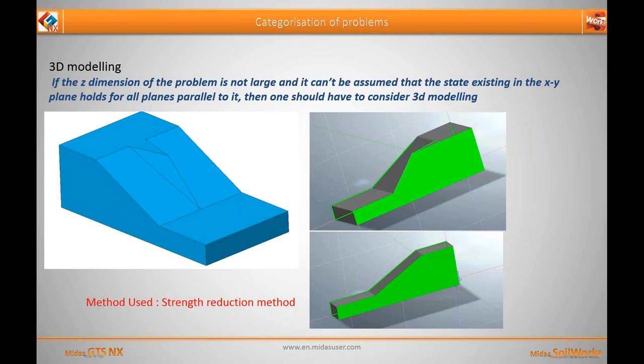Now the second type of problem is the 3D problem. This is the case when the z direction dimension of the problem is not very large, and you can't assume that the state existing in the xy plane holds for all the planes parallel to it. For example, you can see in the figure that there is a wedge kind of thing in the model. So if you consider two different planes, both will give you different factors of safety. So in such cases, you can't go for 2D modeling. And for 3D modeling, the method which can be used is the strength reduction method or the finite element method. So this is basically how we categorize the geotechnical problems whenever it comes to slope stability.